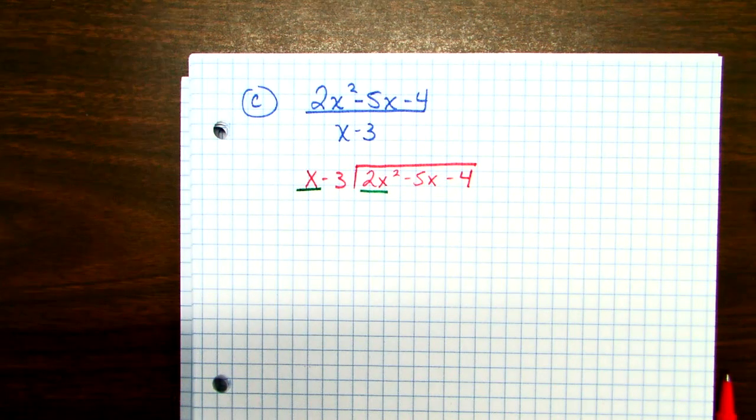So we start with the first terms of each of our polynomials. Okay. So you ask yourself, what do I multiply x by to get 2x squared?